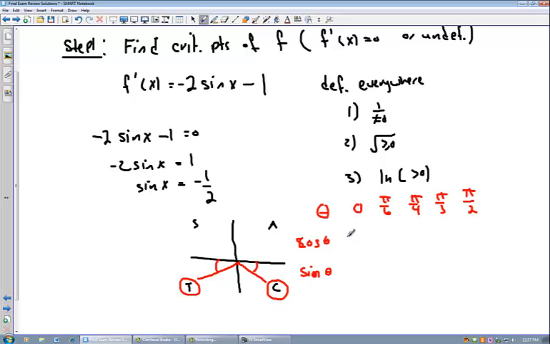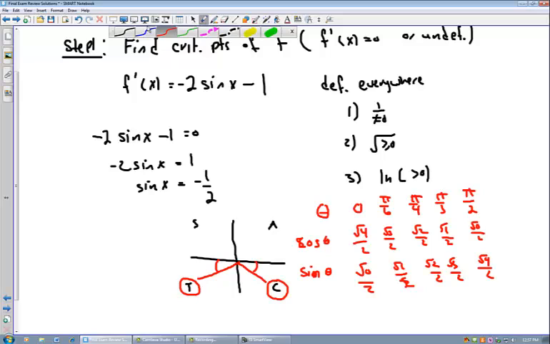And the idea is you have to memorize cosine of 0 is equal to 1, so it's root 4, root 3, root 2, root 1, root 0, all divided by 2. And then sine of theta is the opposite, so root 0, root 1, root 2, root 3, root 4, all divided by 2. And so you see the sine of theta is equal to 1/2 right here at pi over 6.